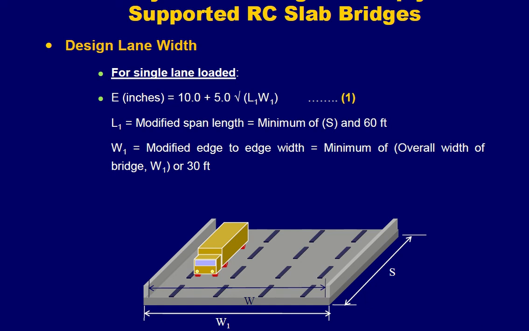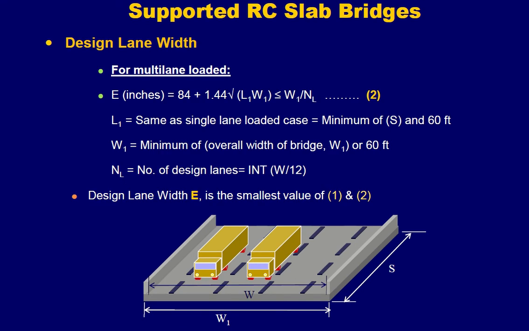So you will get L1 in that case, whereas W1 is the width, as you can see from the figure. However, what width? It is the modified edge to edge width, right? You have to include the barrier width as well. It is the minimum of the overall width of the bridge or 30 feet. So whichever is less, you have to take that value. So L1 is the modified span length, and W1 is the modified width of the slab bridge.